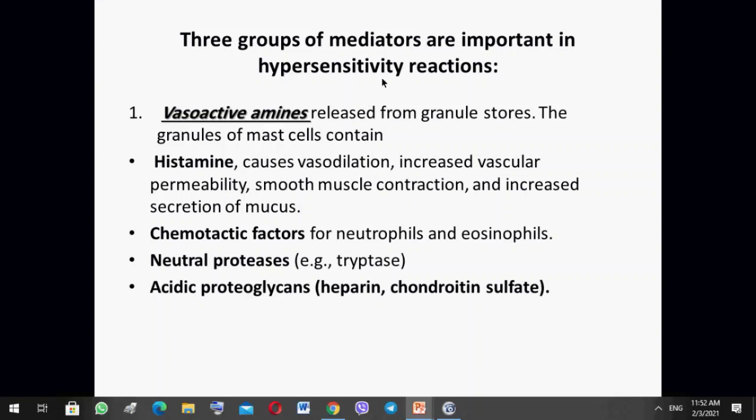So as we said, the mediators that are important in type 1 hypersensitivity reaction include, first of all, vasoactive amines, which are released from the stores inside the granules, and they cause the immediate reaction. The granules of the mast cell usually contain histamine, and histamine is the most important chemical mediator released from the mast cell. It causes vasodilatation, increased vascular permeability, smooth muscle contraction, and increased secretion of mucus.